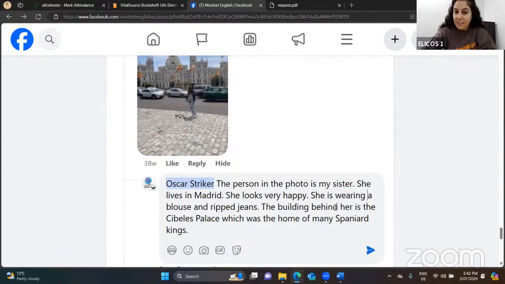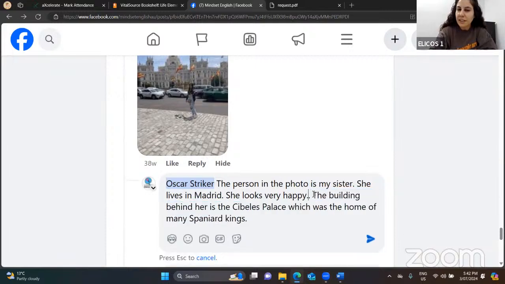The building behind her. So maybe it's not important to say what someone is wearing, because if I'm looking at a photo, I can see what they're wearing. So it's more important just to say who the person in the photo is. And he said, this is a photo of my sister. So the person in the photo is my sister.